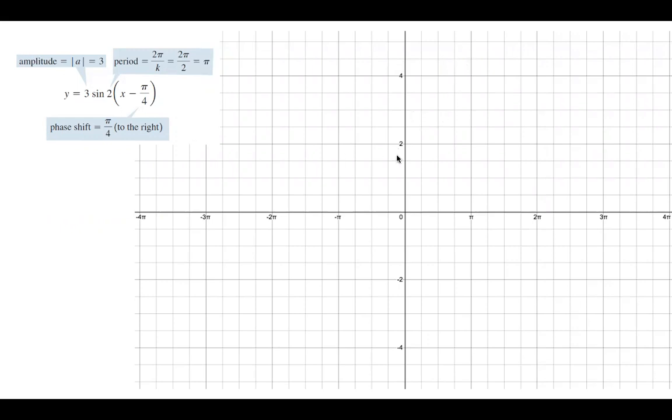So this is going to have an amplitude of 3. Let's start with the amplitude 3 and minus 3. Now, if you look at here, you have a 2. That 2 needs to be outside of the parentheses, and the usual period is 2 pi. But because we have k or b, if you're using Alex, you're going to do 2 pi divided by k. So 2 pi divided by 2, that means that our new period is going to be pi.